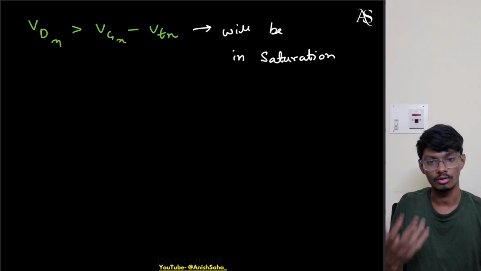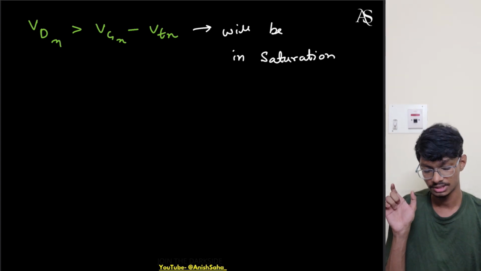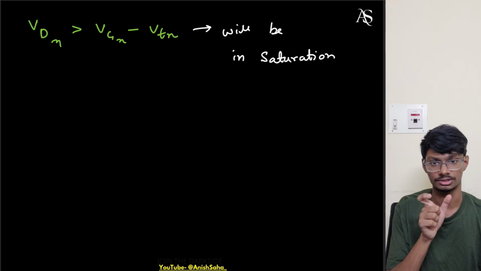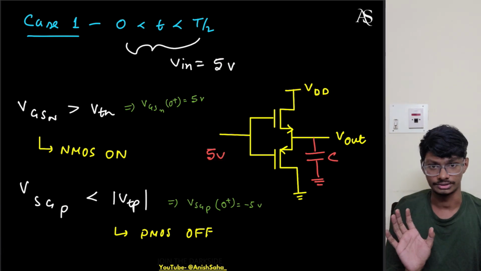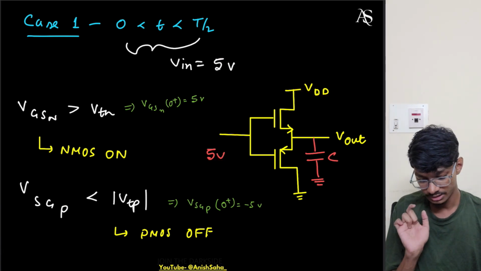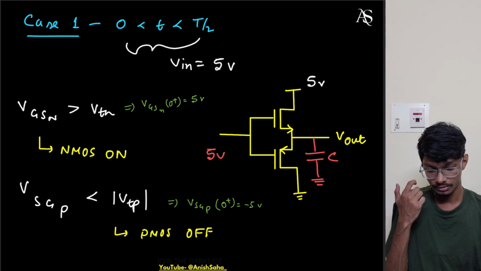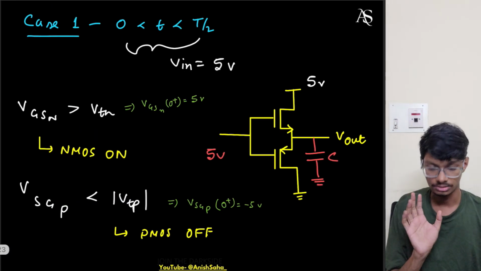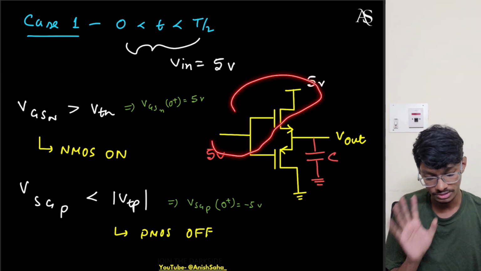So how do we get it? Nothing, that simple equation only, VDS greater than VGS minus VT, and the source voltage cancels each other out. So we are only left with the drain and gate voltage. So we can simply check these two voltages. What I can observe is this VDD is 5 volts only, so this VDD is more than VG minus VT. So if this NMOS turns on, it will always be in saturation region. So yeah, this NMOS is in saturation region.